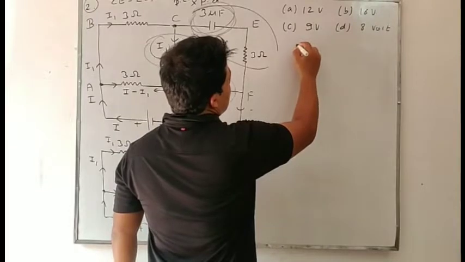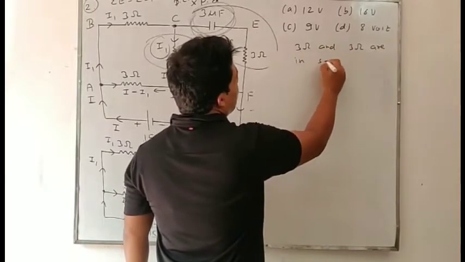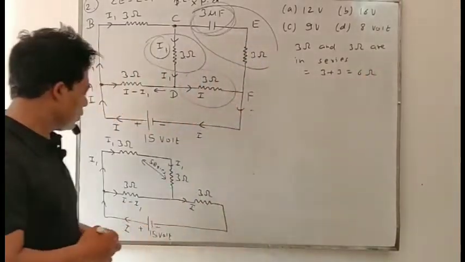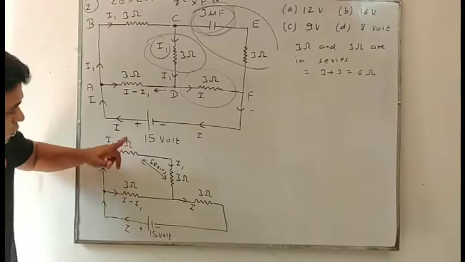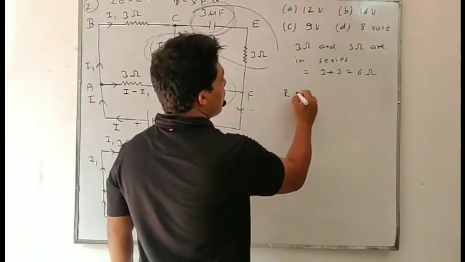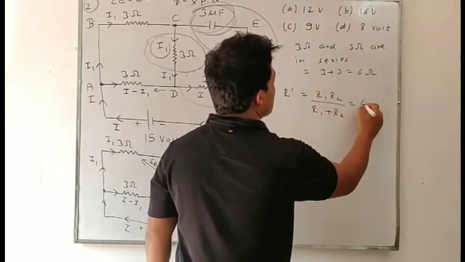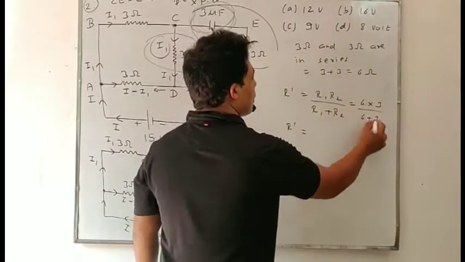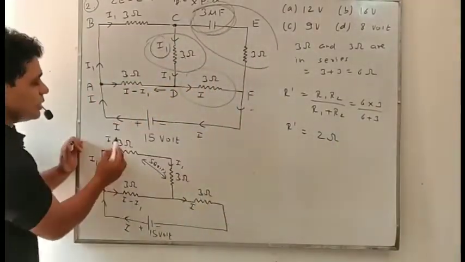So we can write 3 ohm and 3 ohm are in series. 3 plus 3 become 6 ohm. Okay, and this 6 ohm is parallel with this 3 ohm because both have a different current. So 3 plus 3 is 6, and that 6 will be parallel with this 3 ohm. And so we have a formula for parallel: R1 R2 upon R1 plus R2. 6 into 3 upon 6 plus 3. 6 3s are 18, and 6 plus 3 is 9. 18 by 9, there will be 2 ohm. So these 3 become 2 ohm.